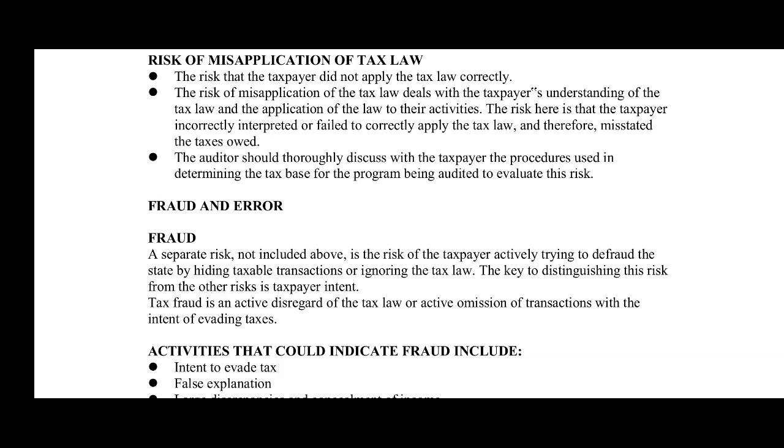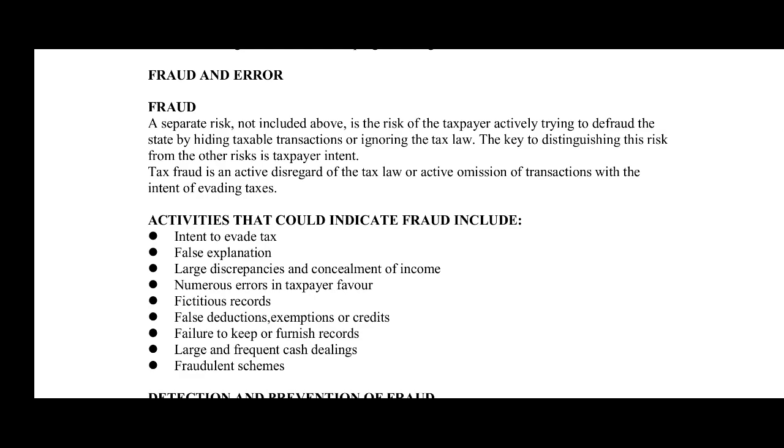Now let's look at fraud and error, which is a separate type of risk, not included in the ones we just discussed. This is the risk that the taxpayer, actively trying to defraud the state, tries to hide taxable transactions or ignore the tax law. He's trying to defraud the tax authorities. So the key to distinguishing this risk from other risks is the taxpayer's intent. What is his intent? Is he doing this intentionally or unintentionally? If you do it intentionally, then it's fraud. If you do it unintentionally, then it's an error.